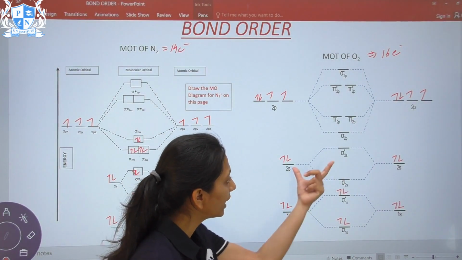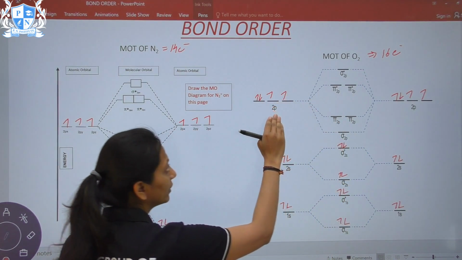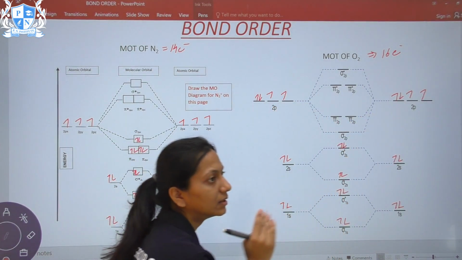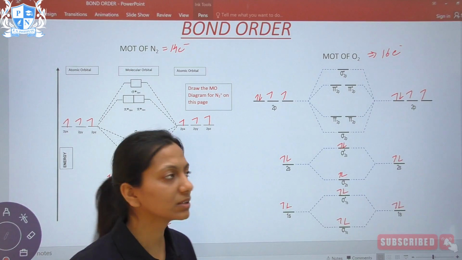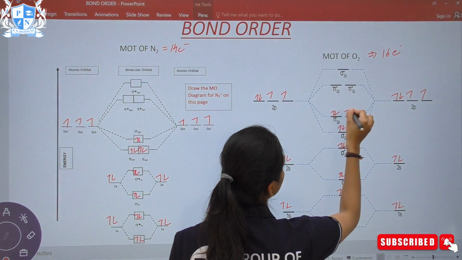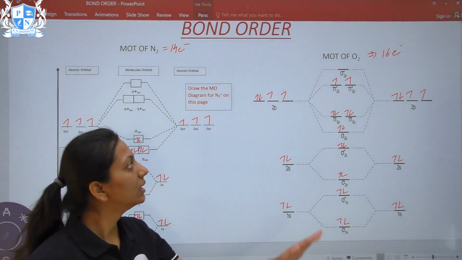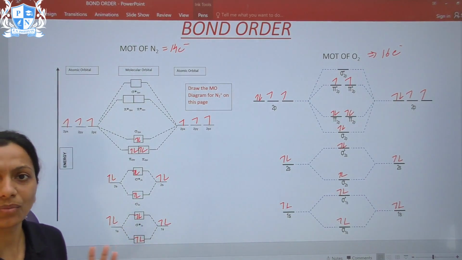In the same way here also we have a total of 4: 1, 2, 3, 4. In this you have 4 plus 4, 8. So we have to fill up 8 electrons in the molecular orbital: 1, 2, 3, 4, 5, 6, 7 and 8. This is the molecular orbital diagram of your oxygen and nitrogen molecules.